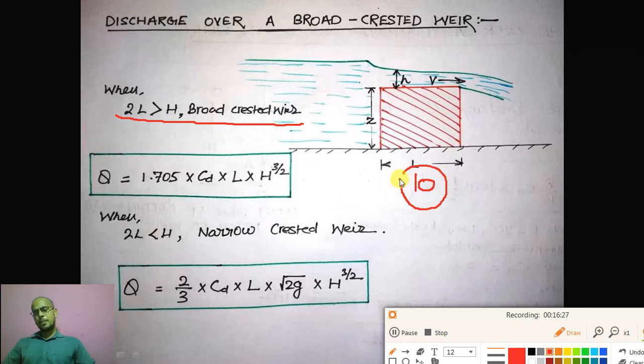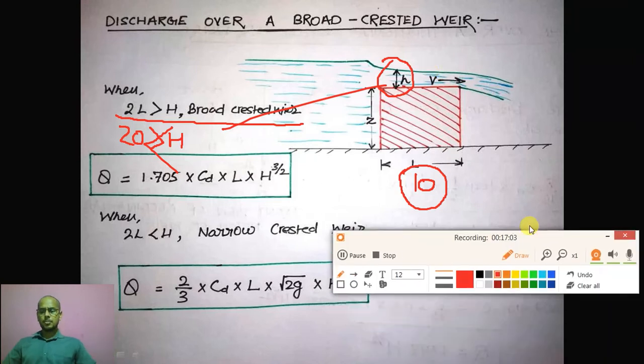For the understanding purpose I have written that length is 10 meter, so you can write it 20. If H is less than 20, then this will be a broad crested weir, and if H is greater than 20, then it will be a narrow crested weir. So what is H? You can see here it is H. So this is about broad crested and narrow crested weir.